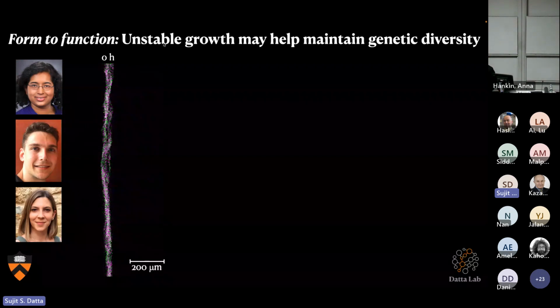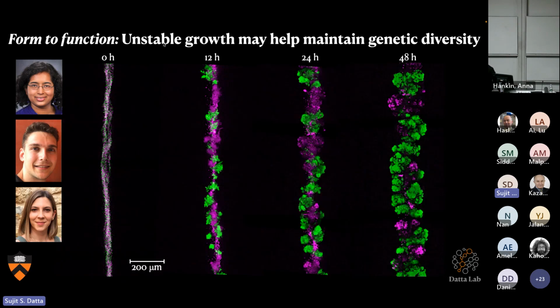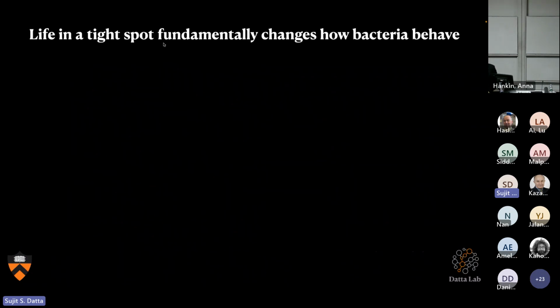For example, Mira, Alejandra, and Carolina have been studying how if you have a mixture of two different strains in these colonies, they demix. They demix in these florets as they grow. So maybe this has implications for maintaining genetic diversity in mixed colonies. But with that, I'll end here.